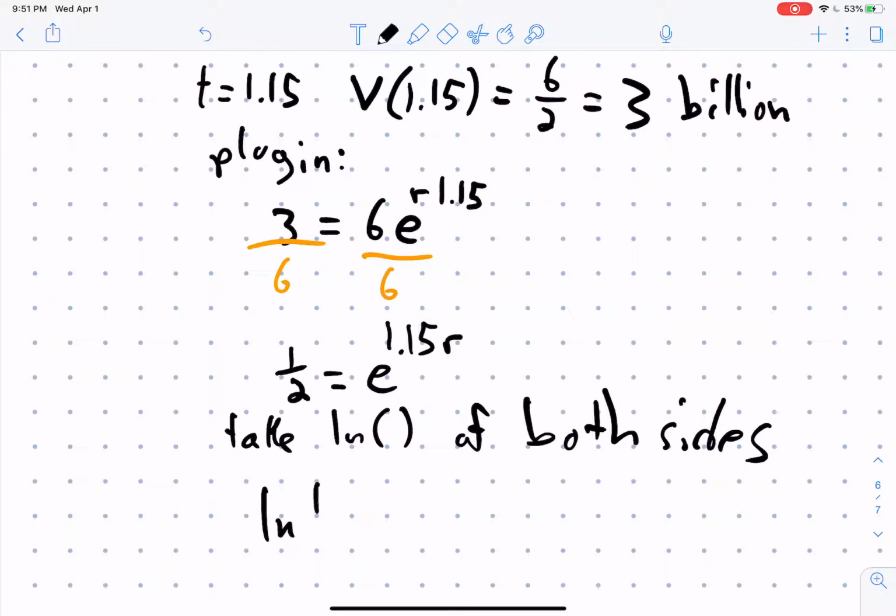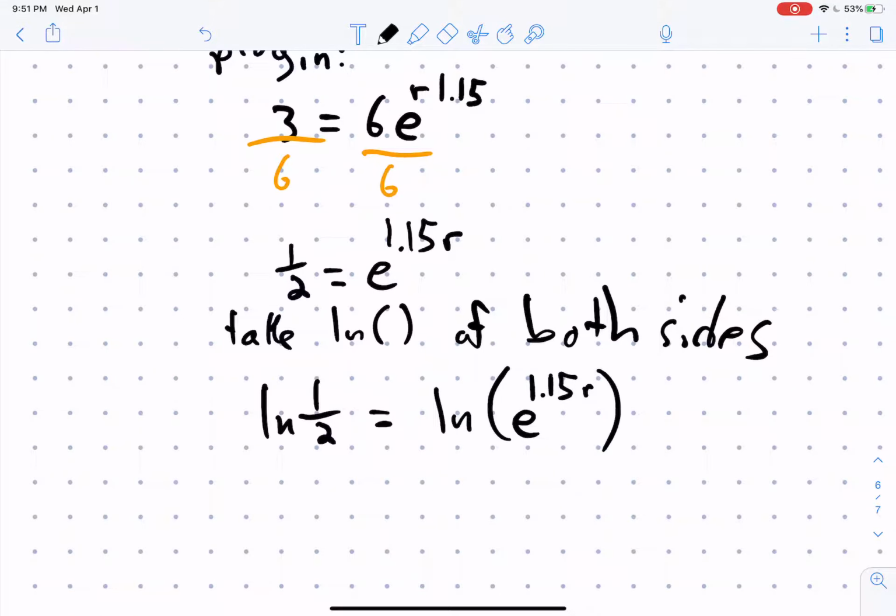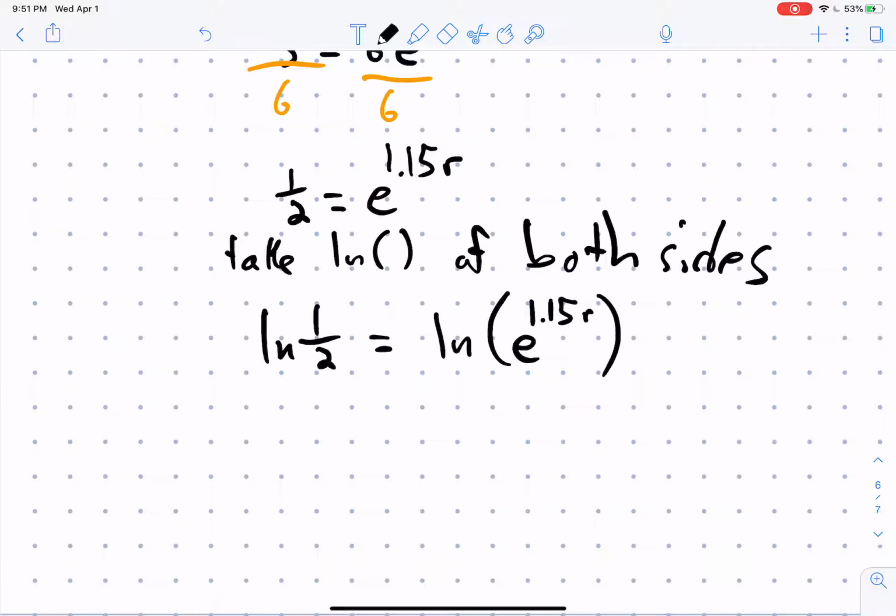Now, natural log of 1/2 is equal to natural log of e to the power 1.15r. We're going to leave the left-hand side alone. That's just going to stay as natural log of 1/2. On the right-hand side, we're going to once again use the rule that says any logarithm which has something to a power inside, you can bring the power out into the front. And so we get, and here we have to be careful to bring the entire power, 1.15r. So this is 1.15r ln of e. That's the only thing that's left.